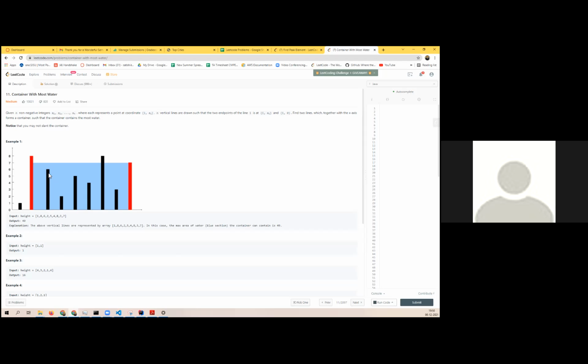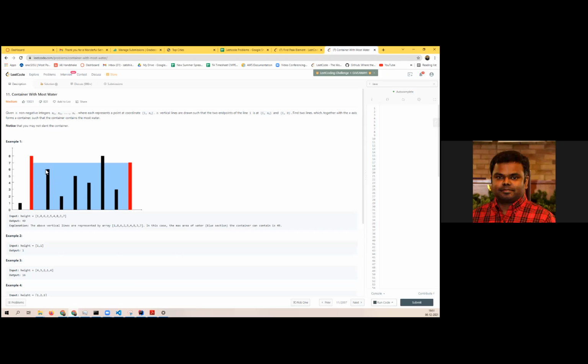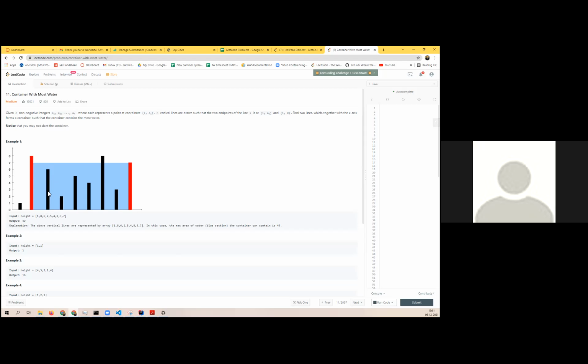So the maximum water that this can hold: the width will be 1, because this is the 1, and the height will be the minimum of 8 and 6, which is 6. So 6 into 1. So this one can store only a volume of 6.